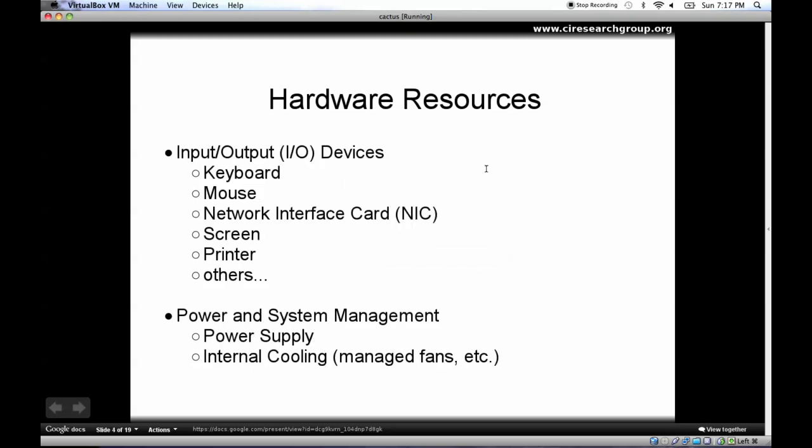Now, hardware also includes a bunch of input-output devices. We have a keyboard, mouse, network interface card, a screen, printer, webcam, plenty of others, different types of devices. One of the other things that the hardware does is supply power to the system via a power supply and remove heat generated by the system through cooling. This is typically done through fans built into the computer's case.